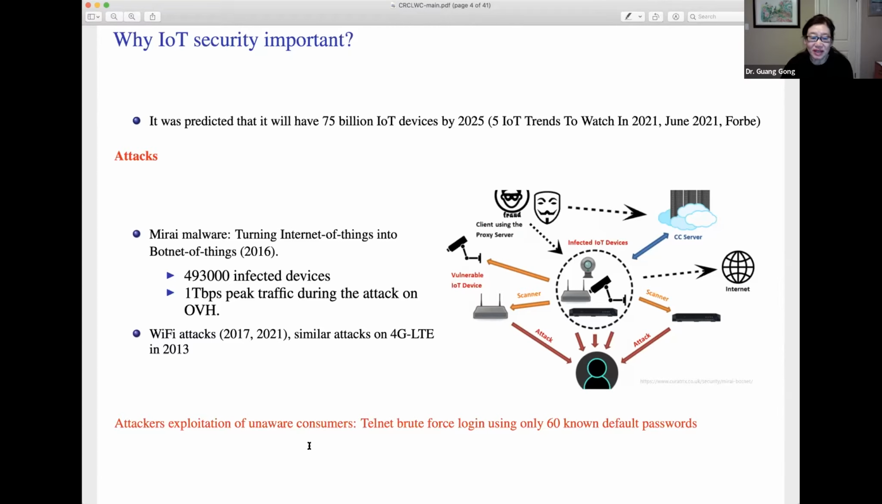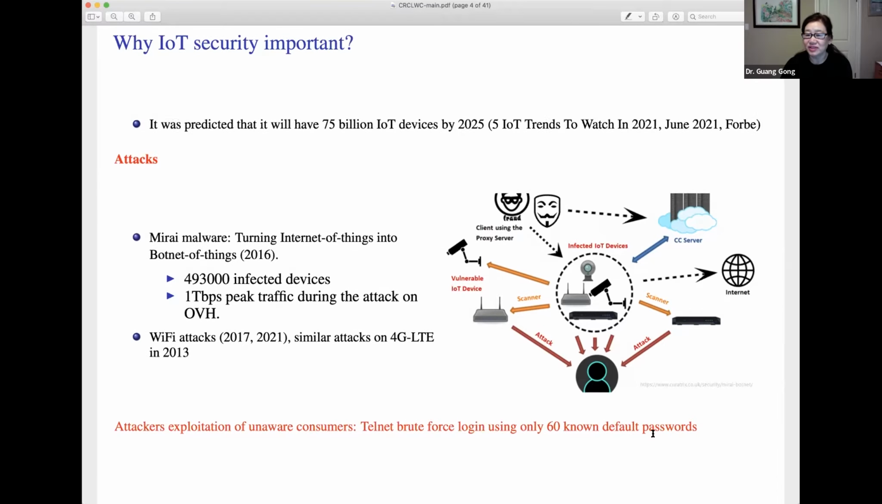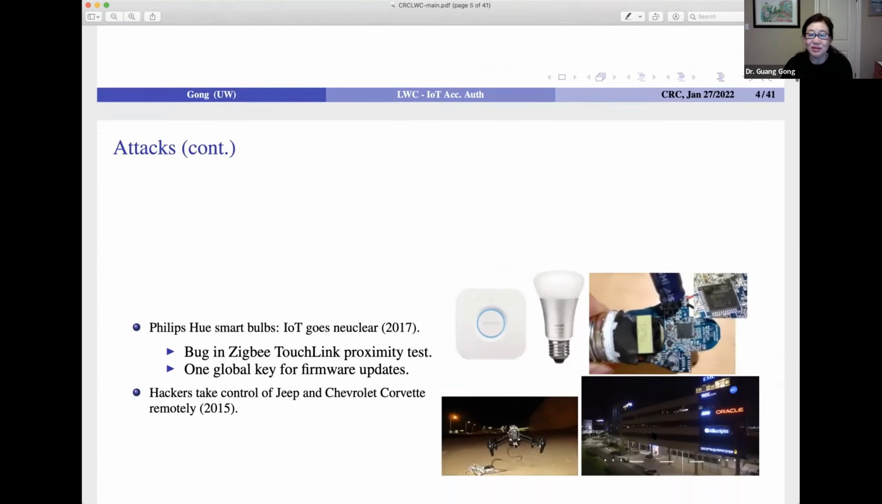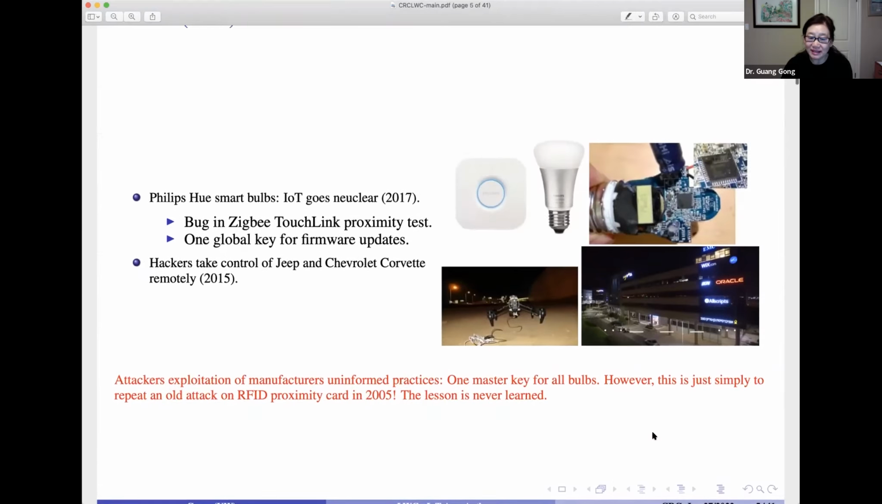Basically, it is an authentication problem, because those weak devices use old systems. For example, they use Telnet. In that case, only 60 known default passwords are used. So what the attacker does here is just an exhaustive search. You can imagine, only 60 known passwords. Okay, this is more attacks.